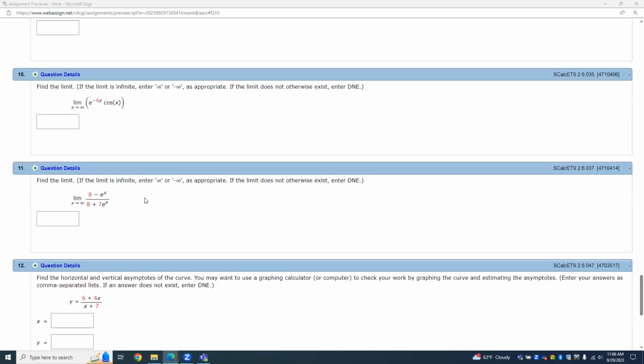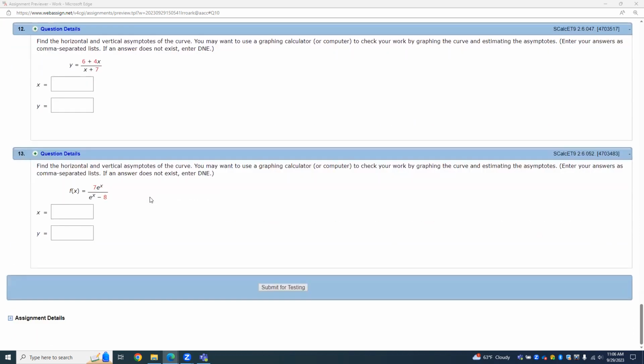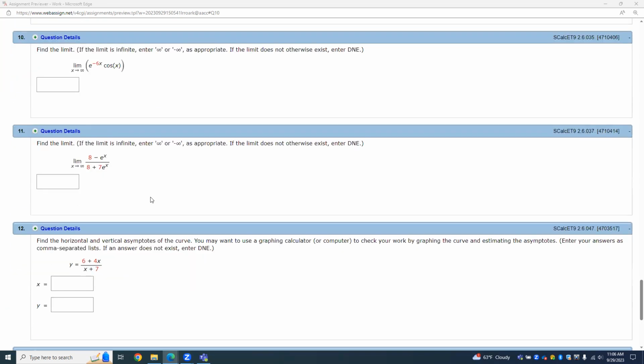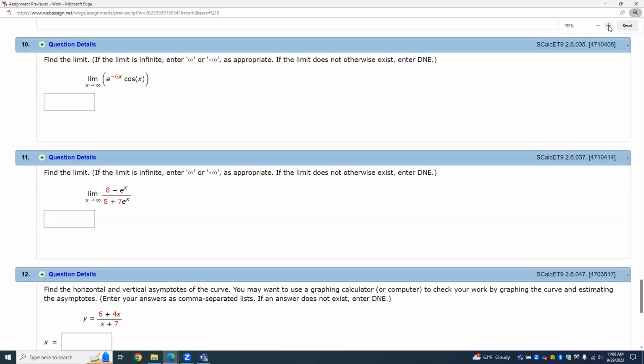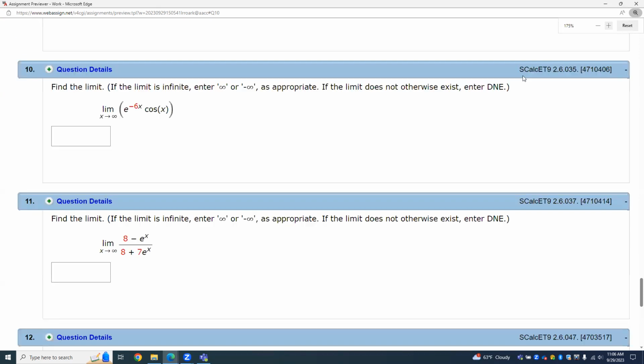I wanted to make a video regarding 2.6 number 10. So 2.6 is all about different types of limits as x goes to infinity or to negative infinity. And then number 10 is a doozy because it also brings back in squeeze theorem. It doesn't even say on here that it's going to use squeeze theorem, right? It just says find the limit. If the limit is infinite, enter either infinity or negative infinity as appropriate. If the limit does not exist, enter DNE.